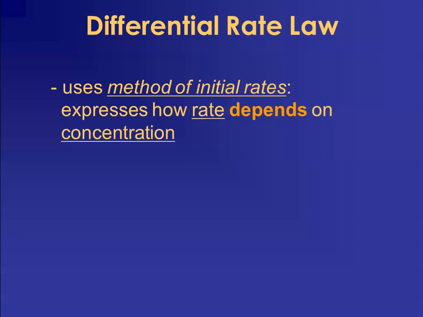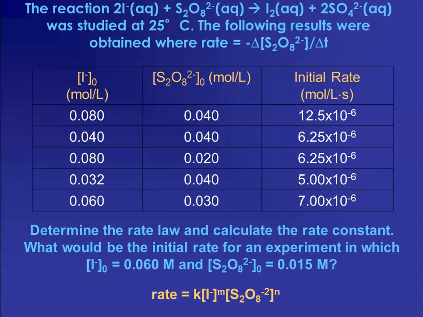We're going to look at this now more quantitatively by seeing how concentration can impact the rate of a reaction. We call this method the method of initial rates. Basically, we take initial concentrations of our reactants and we see what the rate would be initially after those reactants are allowed to combine together.